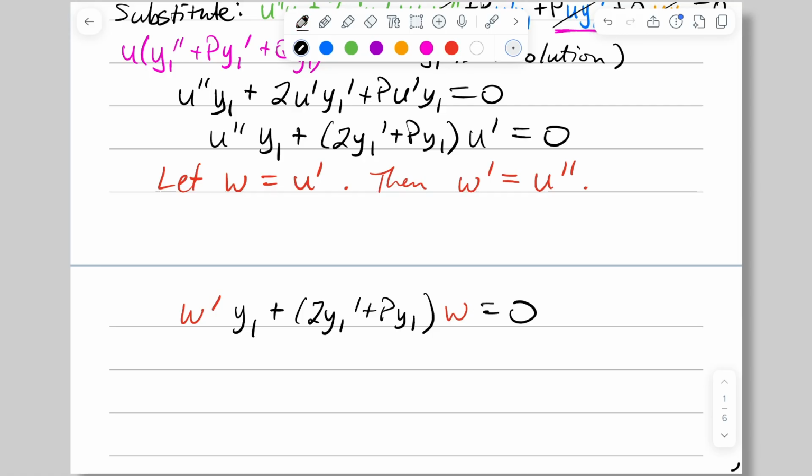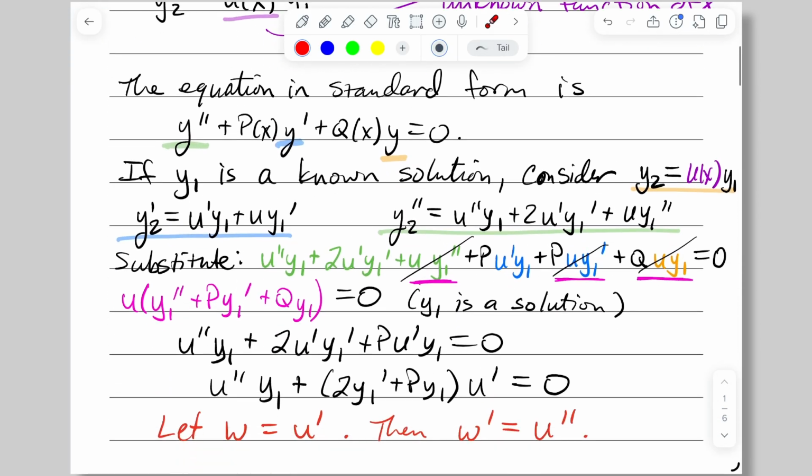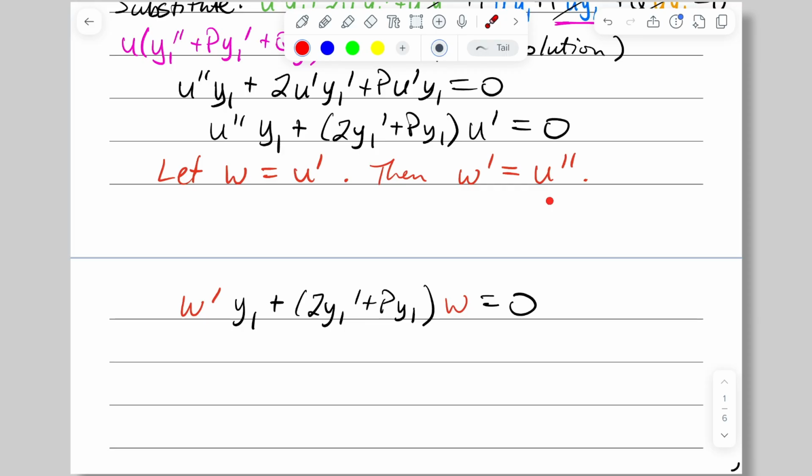And what we now have is a first order differential equation in w. We took what had been a second order differential equation with u and turned it into a first order differential equation with w, and we have thus reduced the order of the differential equation through the substitution w equals u prime. That's the name of this textbook section here, reduction of order. This substitution allows us to reduce the order.